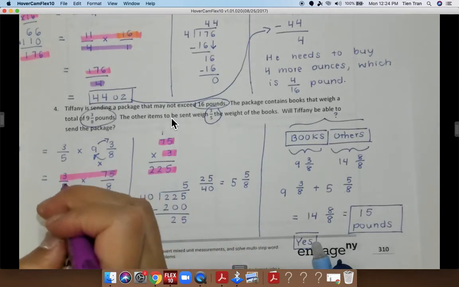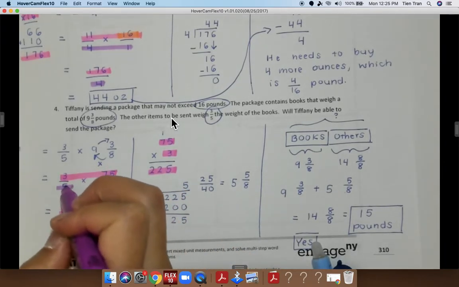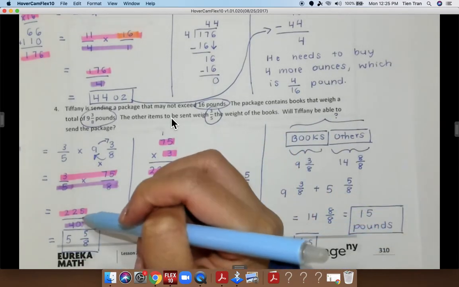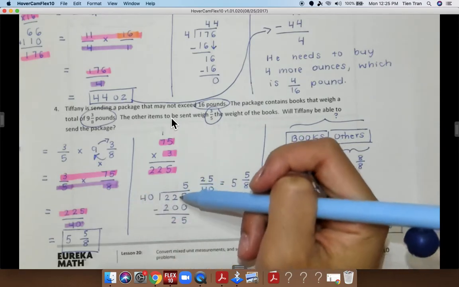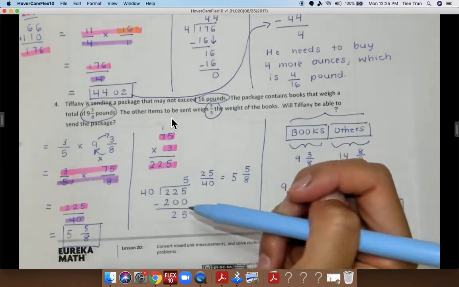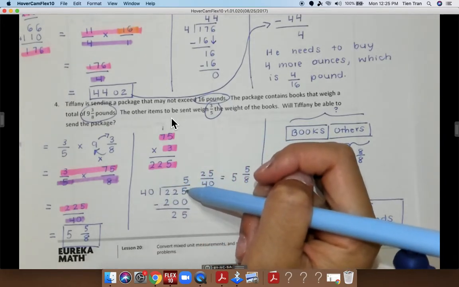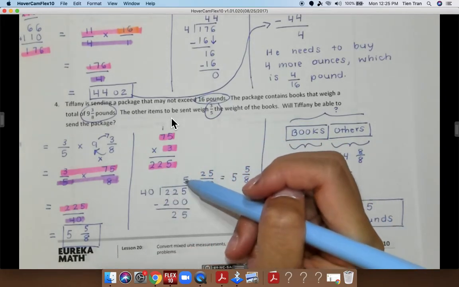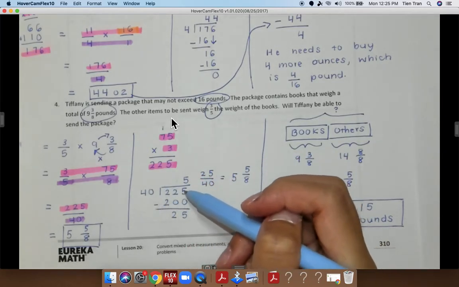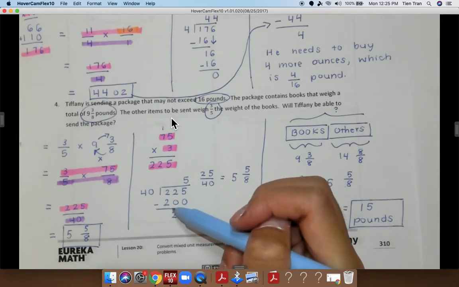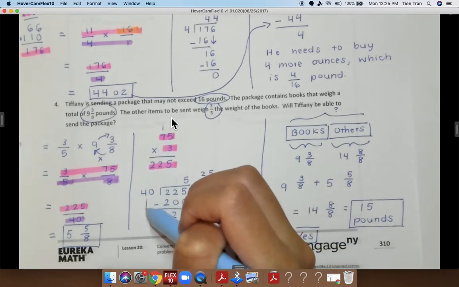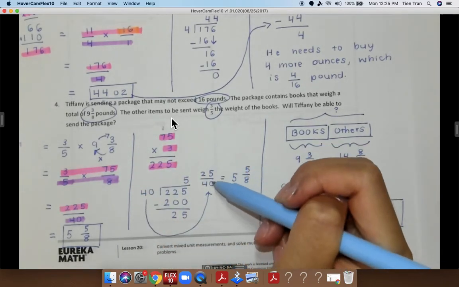Now I multiplied 5 times 8, which is going to give me, right here, 40. And then I need to divide 225 by 40. 225 goes in as a dividend, and 40 goes on the outside as the divisor. 40 can go into 225 5 times. 5 times 40, or 4 times 5 is 20. Add your 0, so you get 200. 5 minus 0 is 0. 2 minus 0 is 2. So we get our remainder is 25, and our denominator is equal to 40. So we get 25/40.